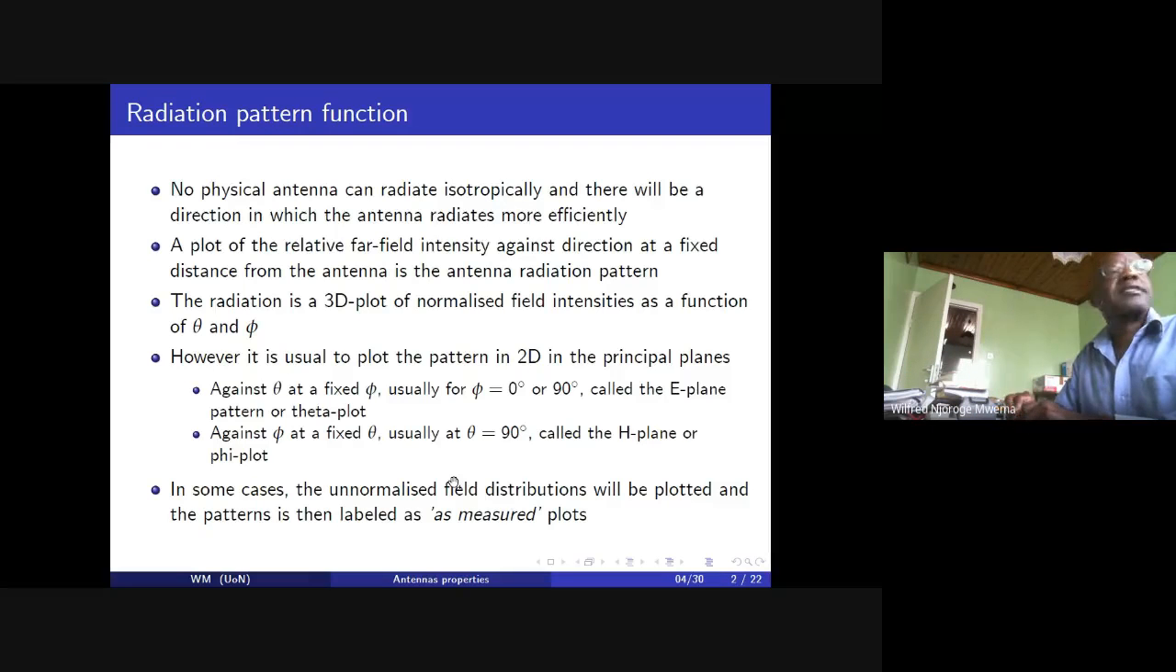So in some cases, the field distributions will be plotted and the patterns will be labeled as the measured plots. That is, you are giving the absolute field radiations. Otherwise, the normalized ones that we've been talking about here usually have no dimensions because we are already normalizing them to the maximum value. But they won't look very different. It's only that the absolute ones will have volts per meter or amps per meter and so forth.